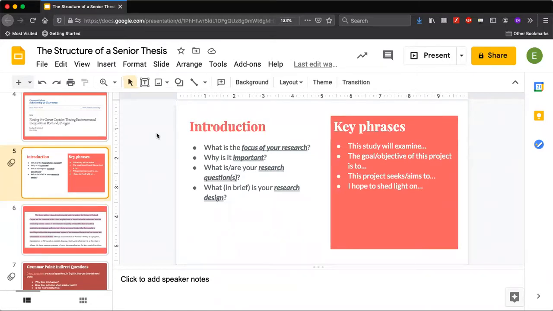So I also wanted to provide some phrases or sentence patterns that you can use to help make sure that your writing is academic in its tone. So for this section, it will be something like, this study will examine something. The goal or objective of this project is to something. This project seeks or aims to something. And I hope to shed light on or show something.